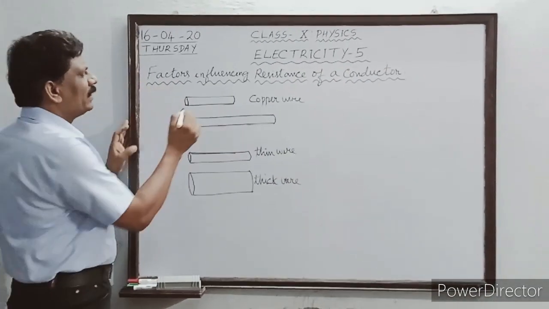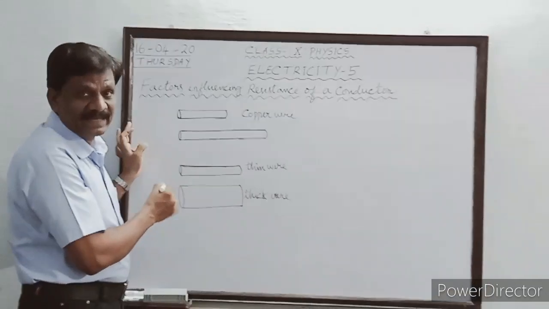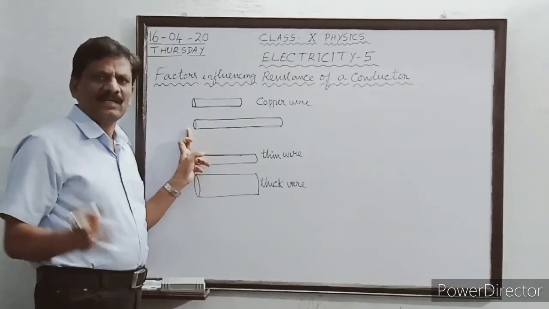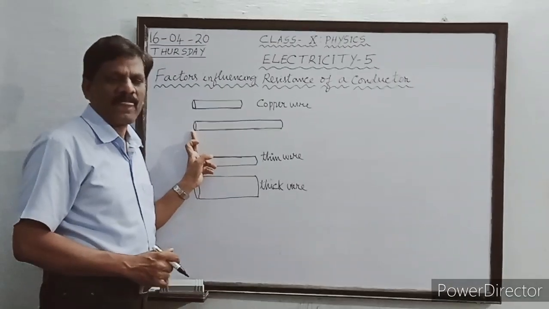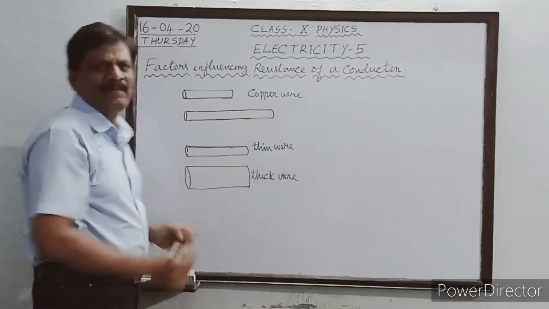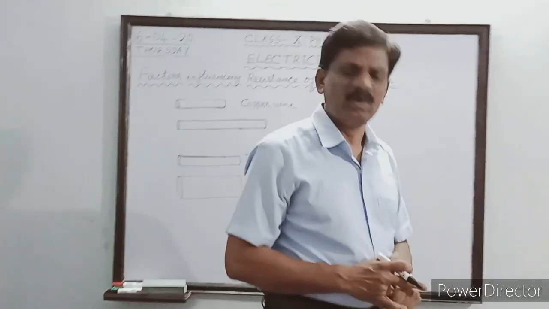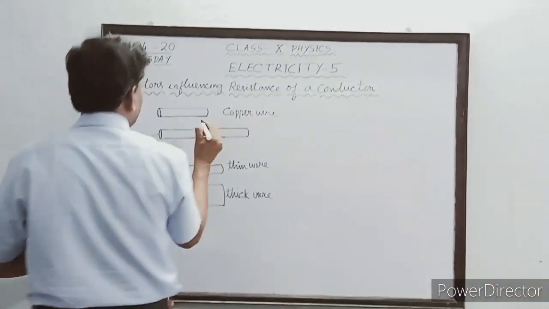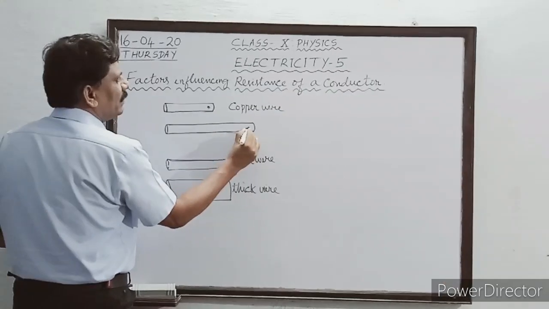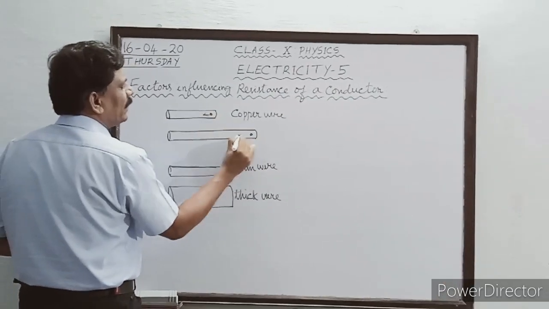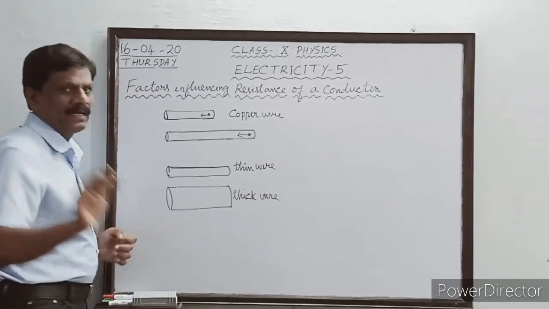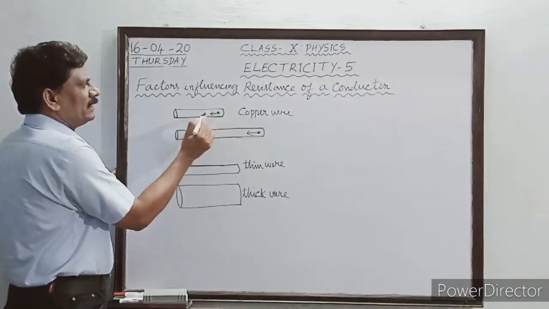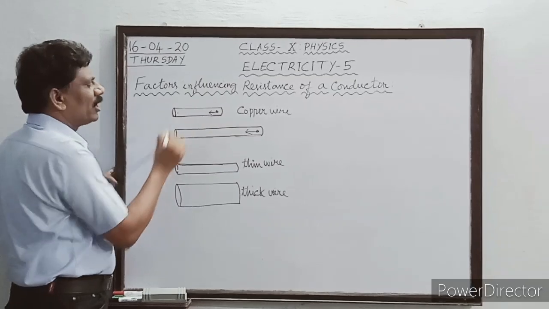One copper wire is of short length, and the second wire is longer than the first wire. Both are made up of copper wire only. Now let us say inside this copper wire, the free electrons, one electron I have taken for example. So in the first wire, the electron has to travel a very short distance only.